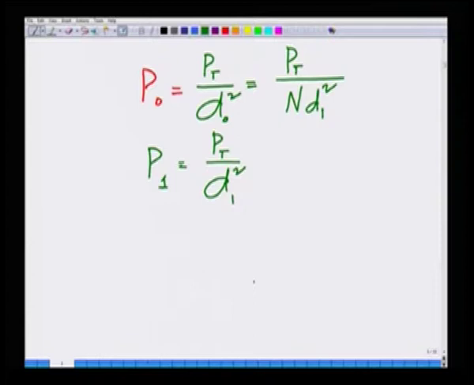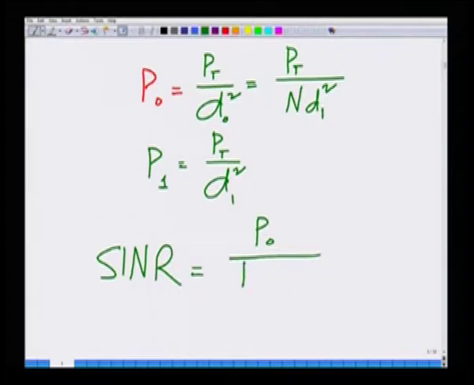Now, when we write the expression for the received SINR at user 0, the SINR equals P0 divided by P1 over N plus sigma n square over N.